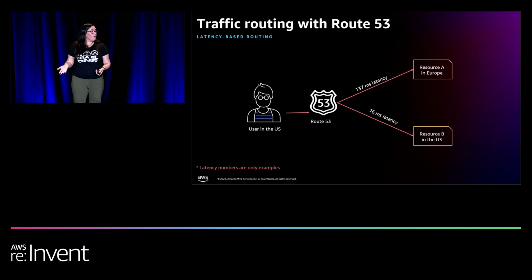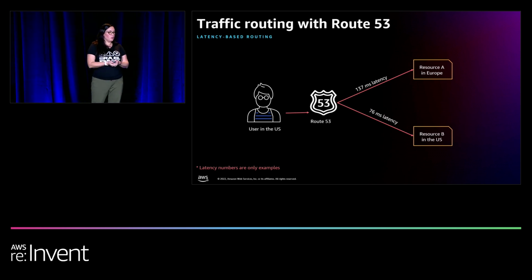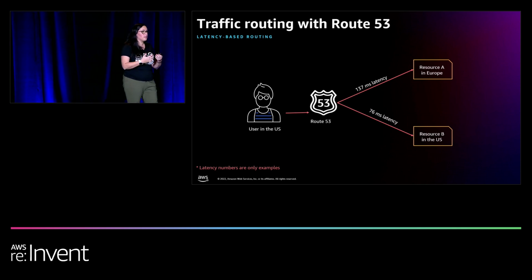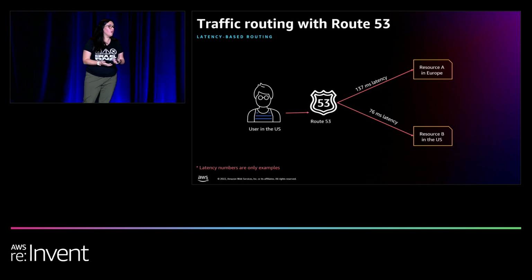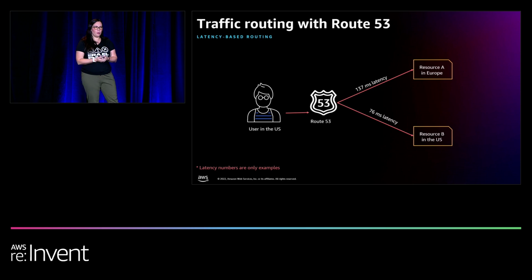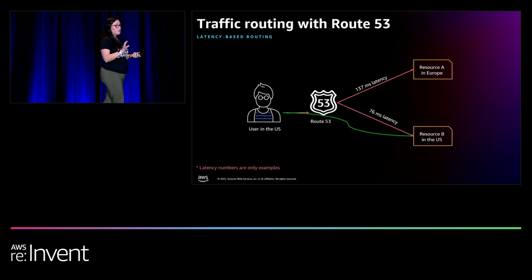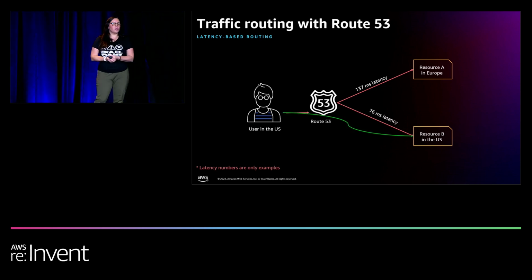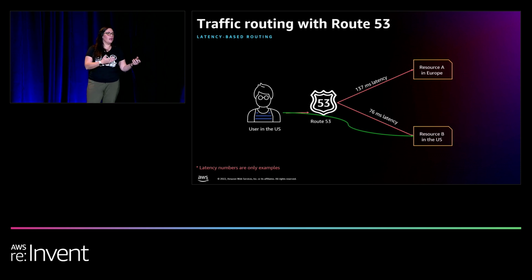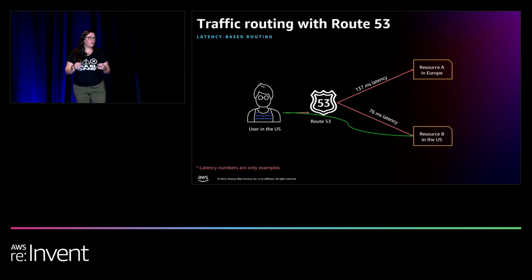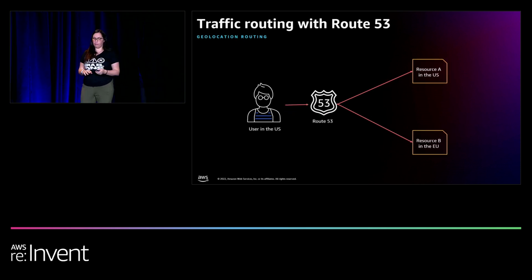So if you have a user in the US and you want to offer them the best latency, you just configure Route 53 to do it. I will show you a demo in a moment. It will decide which is the closest region for the user, which is the shortest latency, and Route 53 will do that automatically.